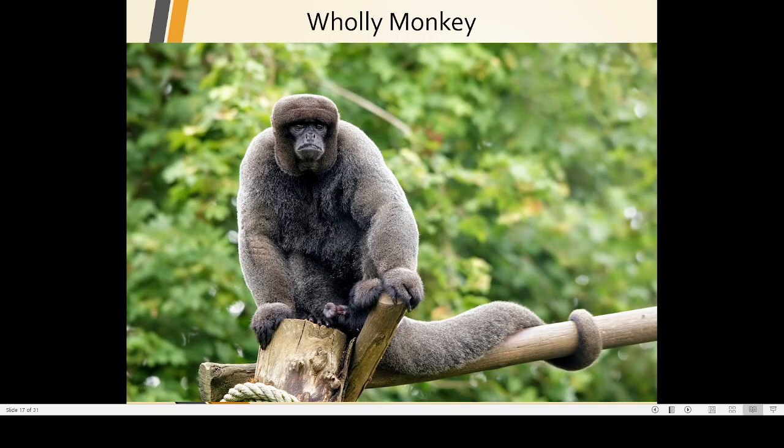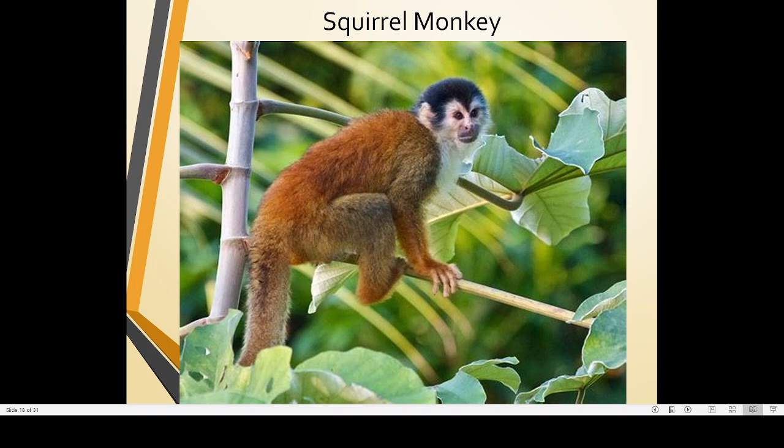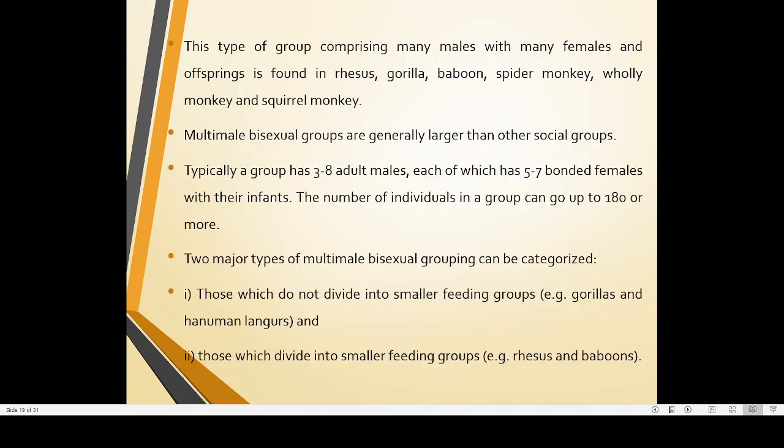Here you can see the woolly monkey. From the name itself, the animal is fully covered with a lot of hair. That is why it is called the woolly monkey. Squirrel monkey is another case. All these exhibit this multi-male bisexual grouping.